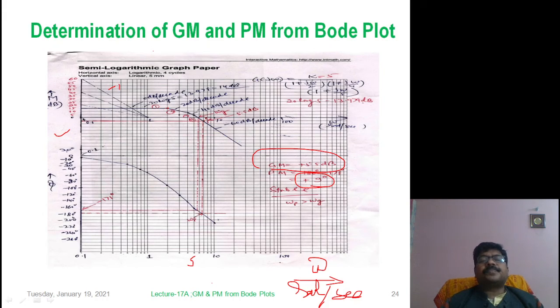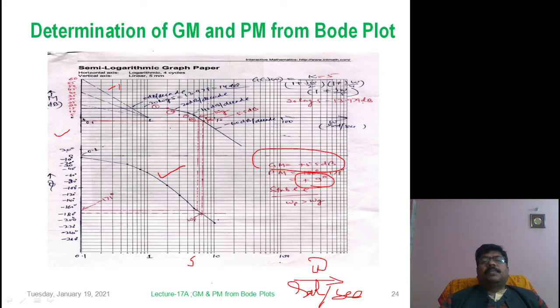So from this point, it will have a slope of minus 60 dB per decade. And we have already determined the phase angle for the different values of the frequency, marking these on the graph paper and then tracing. This is the Bode phase plot.